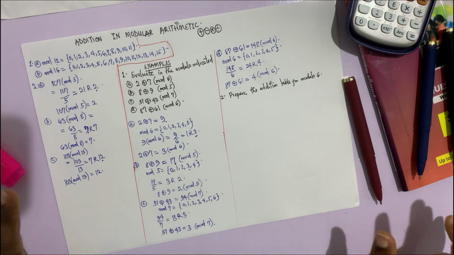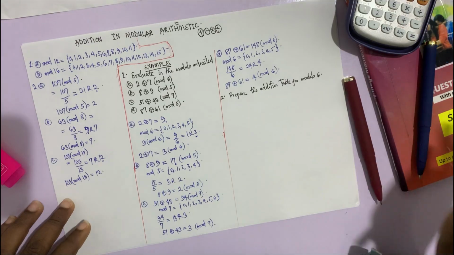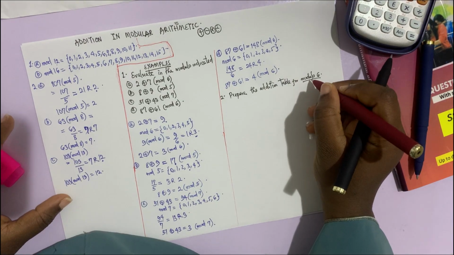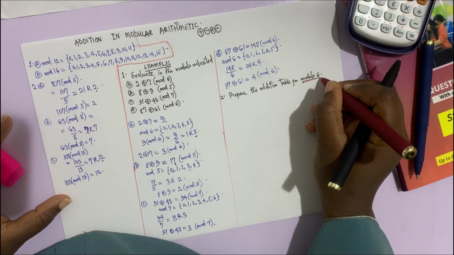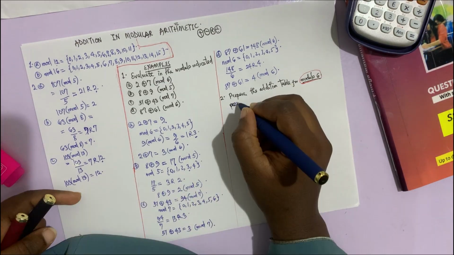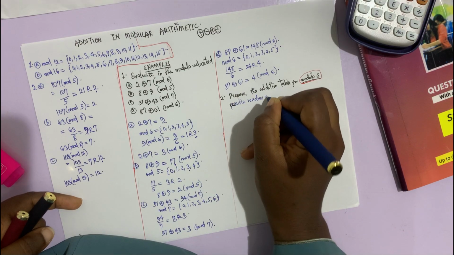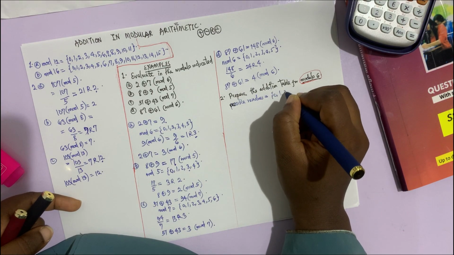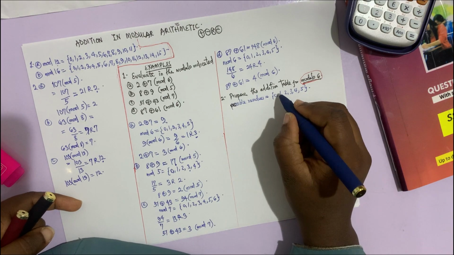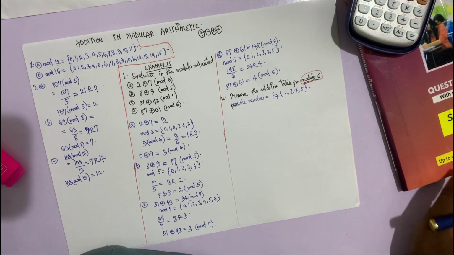The first thing when you are told to prepare a table, whether addition table, multiplication or division table, is to identify the set of possible residues in the modulo you are working with. In this case, we are working with modulo 6. Possible residues for modulo 6 are what? 0, 1, 2, 3, 4, 5. So this set of residues is what we use to prepare our table.